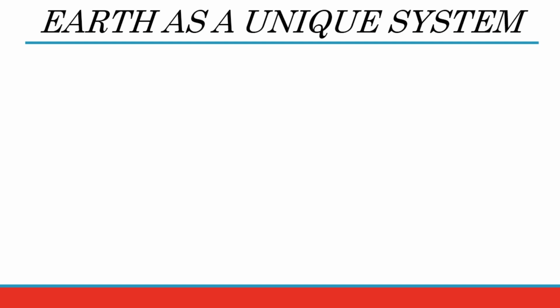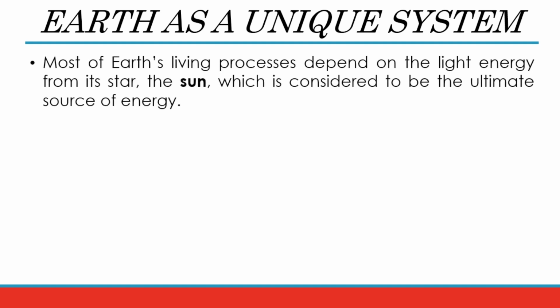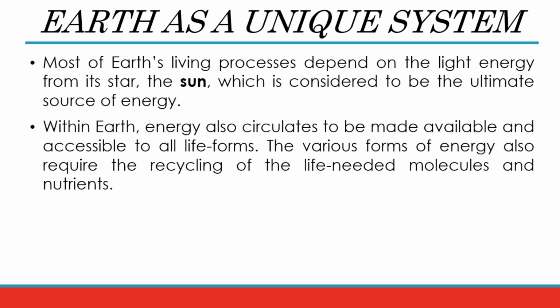Most of the Earth's living processes depend on the light energy from its star, which is also known as the Sun. The Sun is considered to be the ultimate source of energy, since weather and climate, ocean circulation, and the process of erosion are driven by the energy from the Sun. Within Earth, energy also circulates to be made available and accessible to all life forms. The various forms of energy also require the recycling of the life-needed molecules and nutrients.